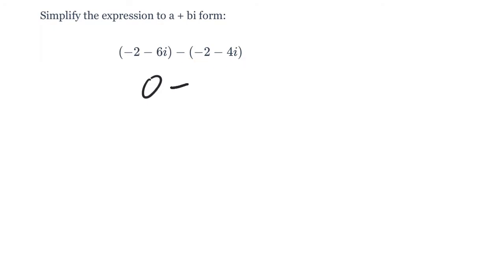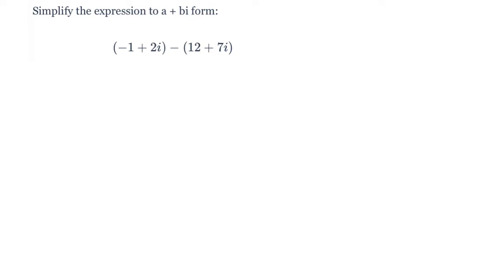So my answer would be 0 minus 2i, but you don't need the 0 there. So it's just -2i for my answer, and that would be in a plus bi form. You don't have to put the 0 in there because there is no value there. So it's just -2i is what that one breaks down to.